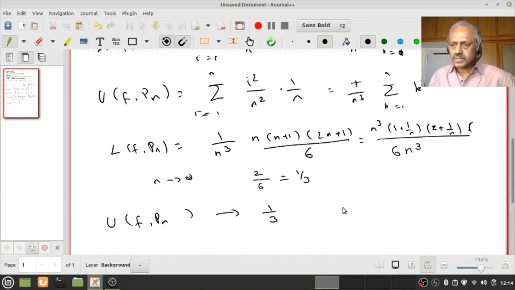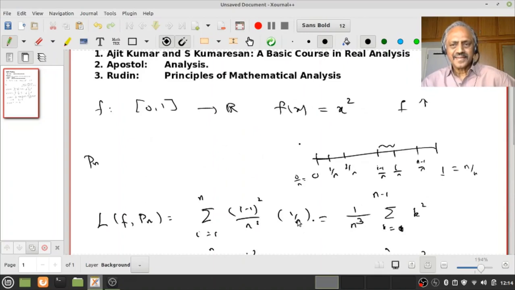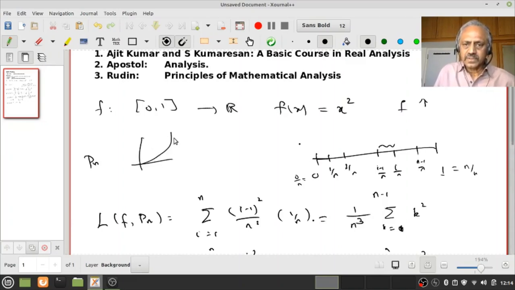Now, do you think that I should expect this? Remember, our idea is that these things approximate the area under the curve. What is the area under the curve? This is y equal to x, this is y equal to x squared, and at 1 they meet. This is the area we are looking for.